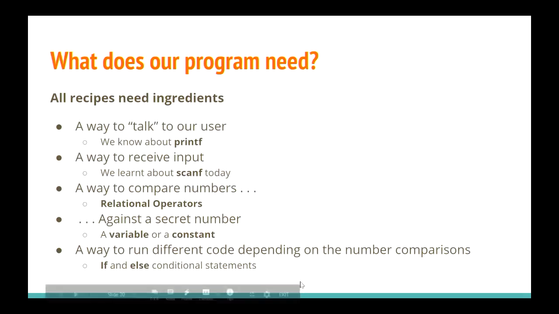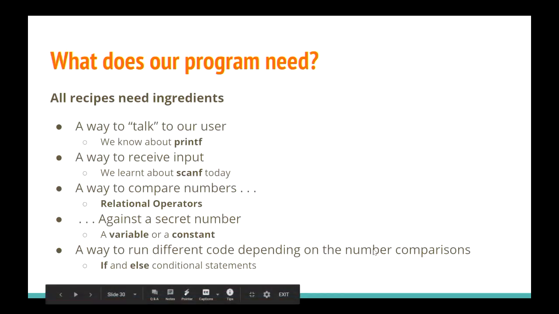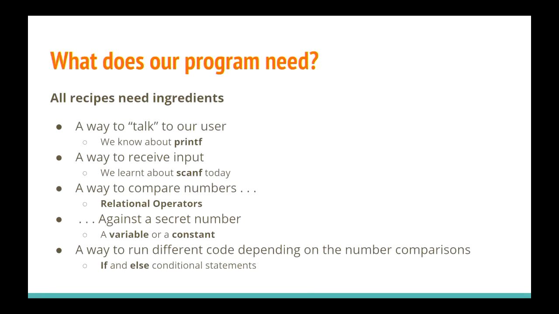We also need to be able to run different code depending on the comparisons. So depending on the numbers we're comparing against, we're going to run one piece of code if the roll was a success and a different piece of code if the roll was a failure, right? So we're going to use our if statements to split up which code we're going to run. So this should chain together everything that I've talked about today.